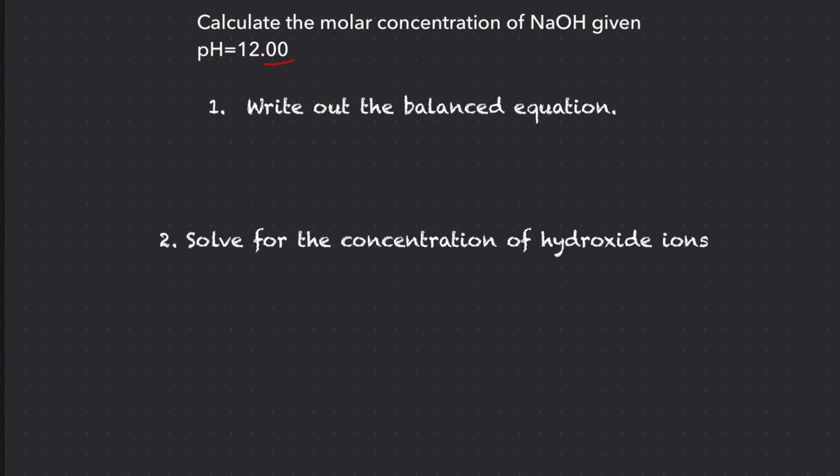We are going to calculate the molar concentration of NaOH, or sodium hydroxide, given that the pH is 12.00. So we can solve this problem in two main steps. The first is to write out the balanced equation.